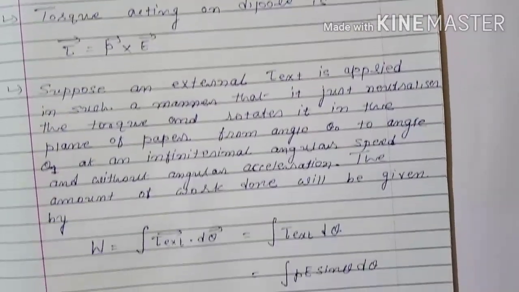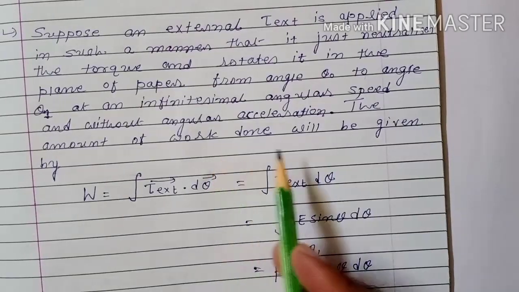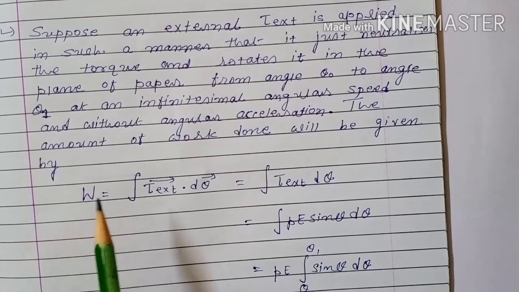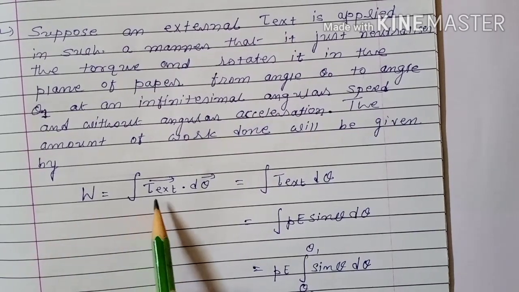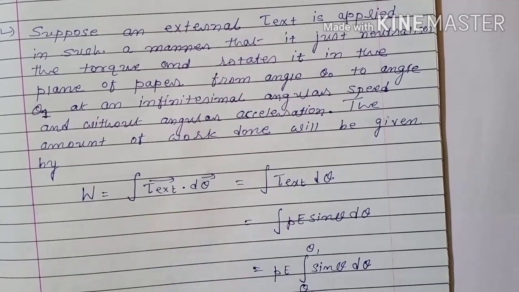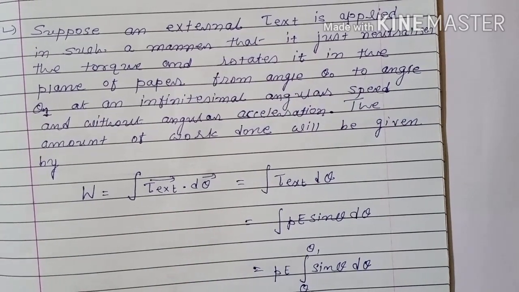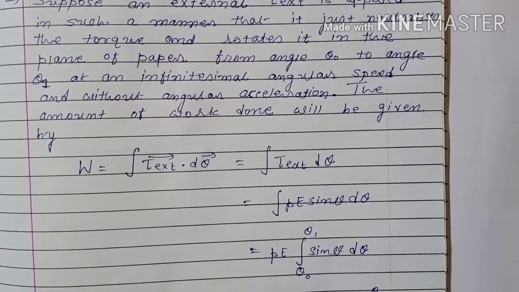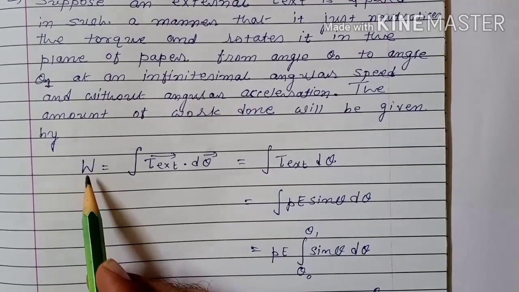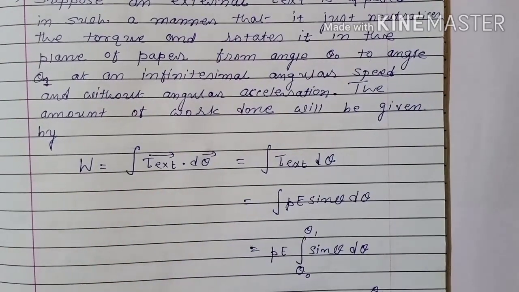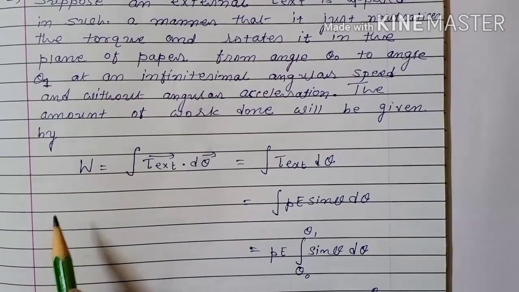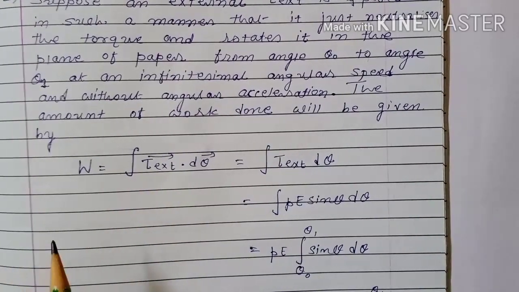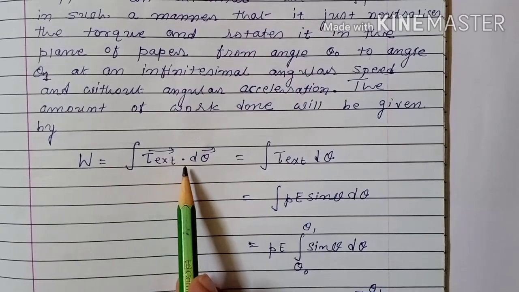So here we can write the amount of work done in rotating this dipole from angle theta naught to theta 1, that is tau external vector dot d theta vector. Here rotational work we have to consider because the net force acting on the dipole is 0. Therefore whatever work is done, that is due to this torque. So this work is called rotational work, and the amount of work done in rotating this dipole from angle theta naught to theta 1 is tau external vector dot d theta vector.